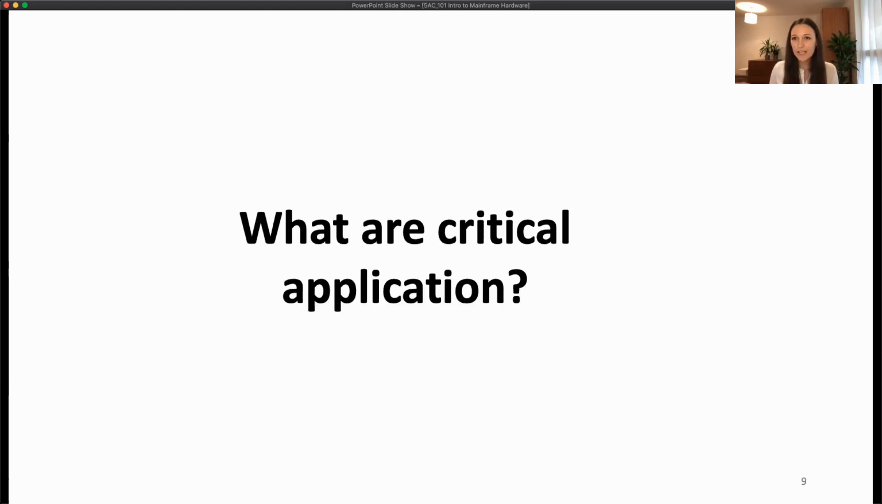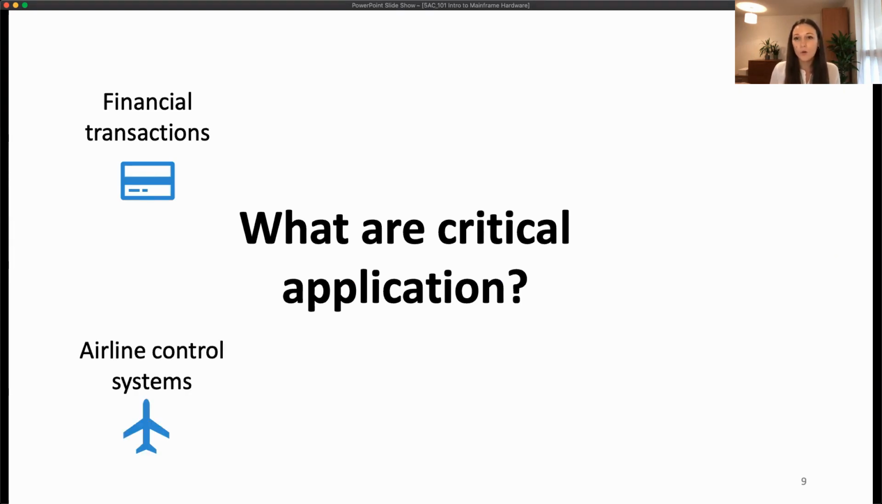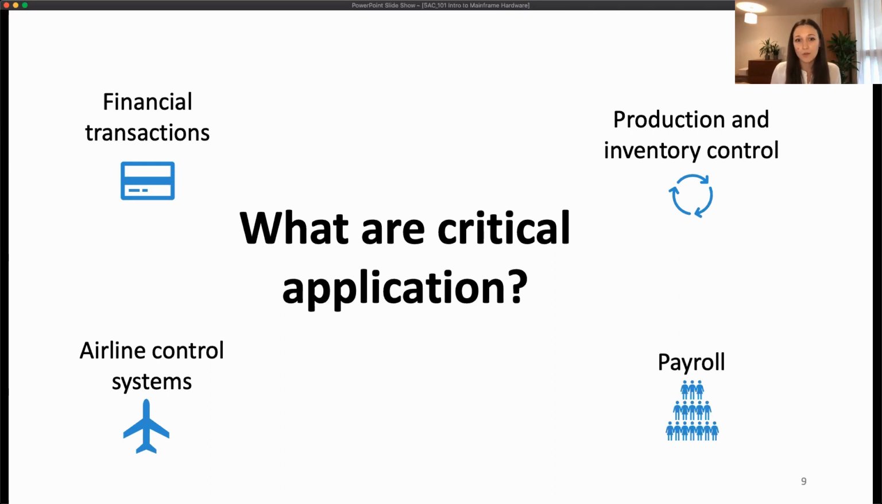So let's have a look at what sort of applications those companies are using mainframes for. We already said mainframes are for critical applications. Those applications are things such as financial transactions, airline control systems, production and inventory control, or things like payroll. Those are applications that always need to be available, that deal with very sensitive data that needs to be secure all the time, and that also handle large amounts of data.